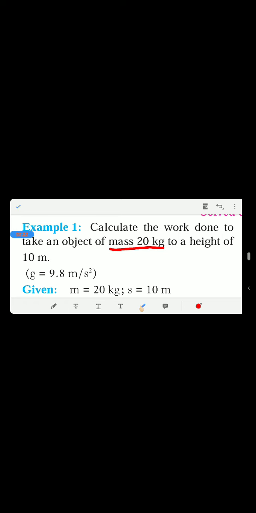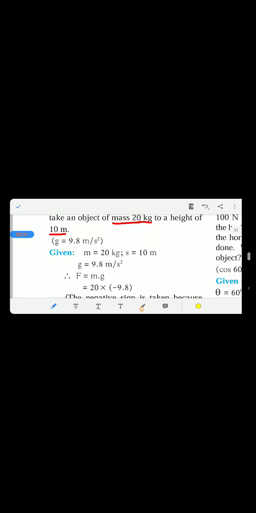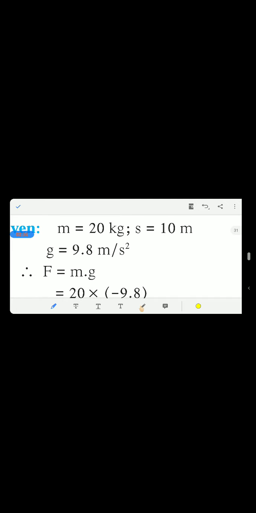So this height we can take as our displacement. So these two values we are having. Mass is 20 kg, displacement is 10 meter, and g. As it is mentioned in the example that you have to take the object to the height, it means it is displaced in a perpendicular vertical manner, that is, something is kept on the ground and we are taking it to a certain height. It means some force will be there.